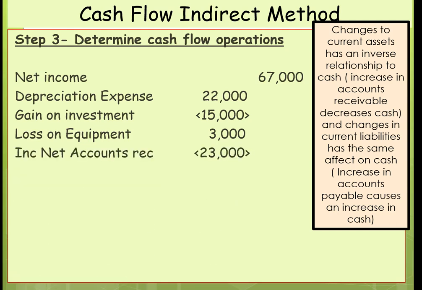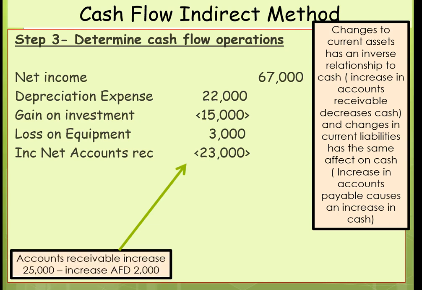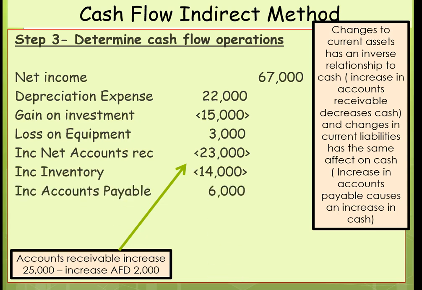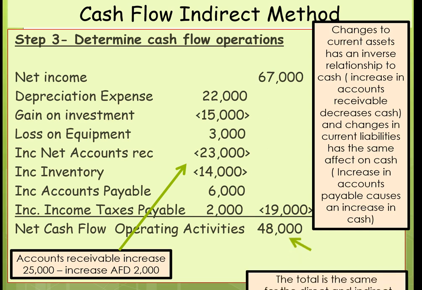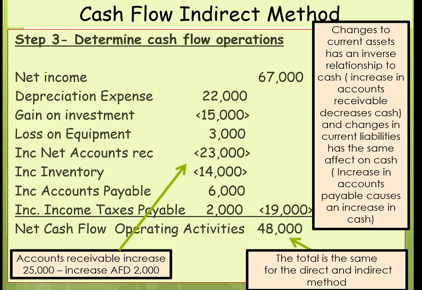So our accounts receivable went up, we got to take it out, and that was the net amount. Our inventory went up, we got to take that out. Our accounts payable went up, we have to add that back in. And our income taxes increased, we have to add that back in. And so now we have net cash flow from operating activities of $48,000. Now again, the total would be the same regardless if we're using the direct or indirect method.